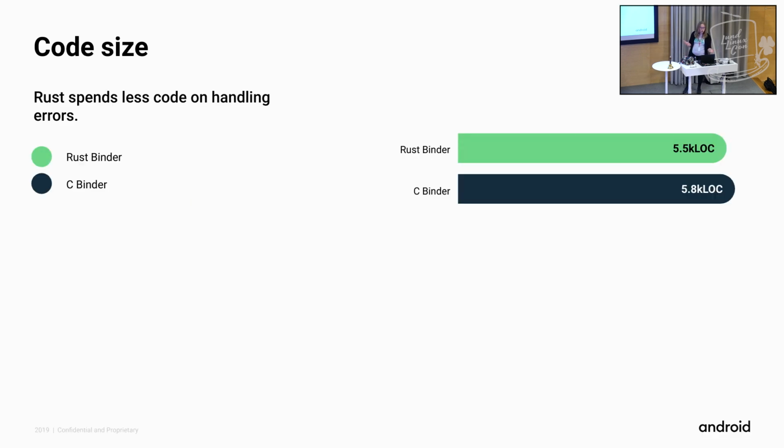There's also the code size. In Rust, it might be more verbose when you have to declare more information in the type system, like, oh, this pointer is like this. So you don't just say it's a pointer. So maybe you spend more lines of code on that, but then maybe you spend less code on error handling. This is the numbers we got, so basically the same.